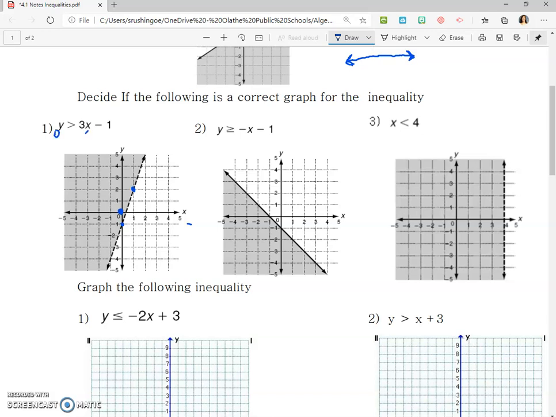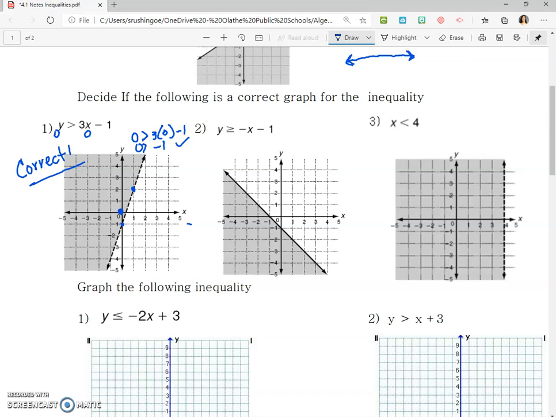So I'm going to plug in 0 and 0 and see if it's true. So 0, is that greater than 3 times 0 minus 1? Well, 3 times 0 is 0, minus 1 is -1. Is 0 greater than -1? Yeah. So they shaded it correctly. So this is correct.